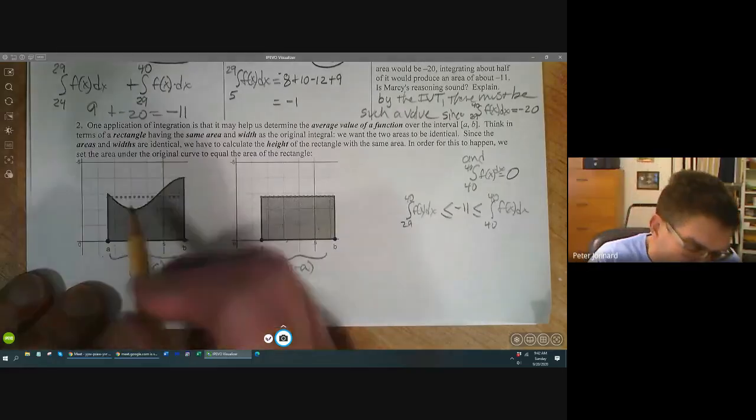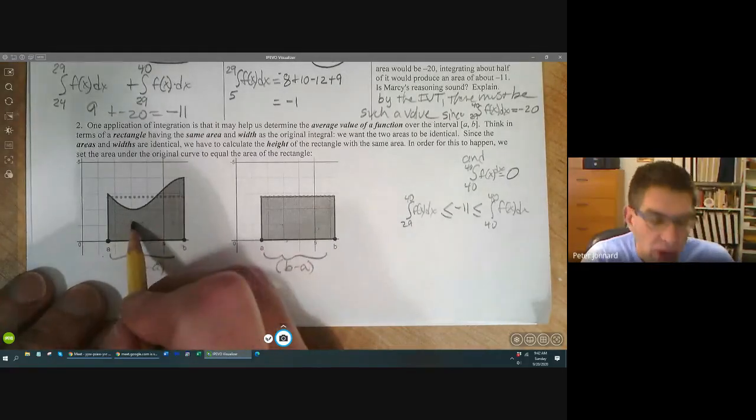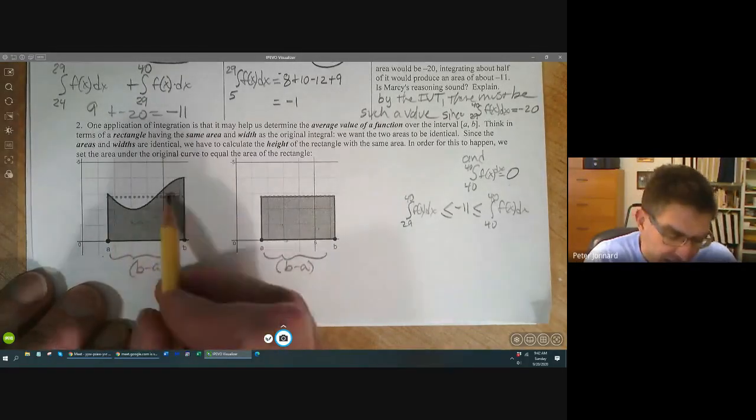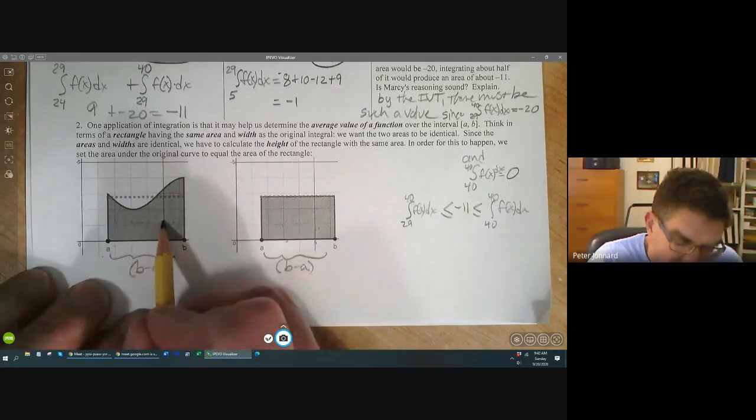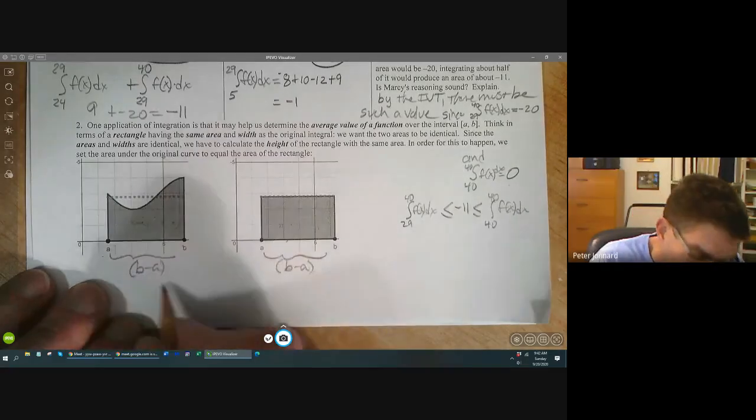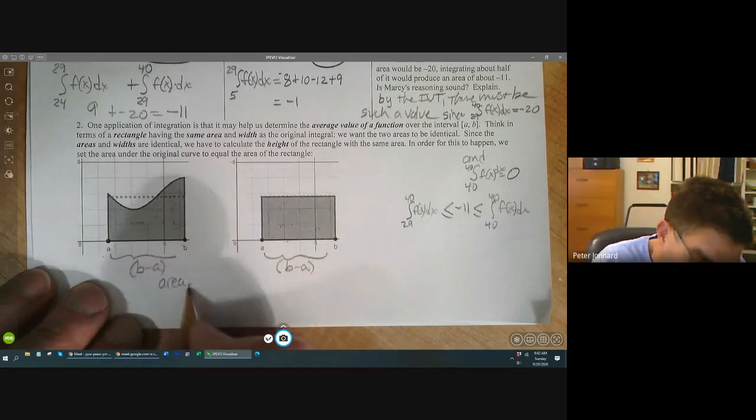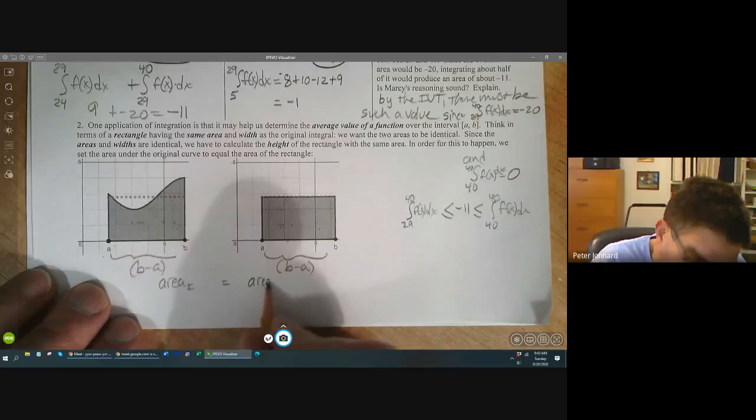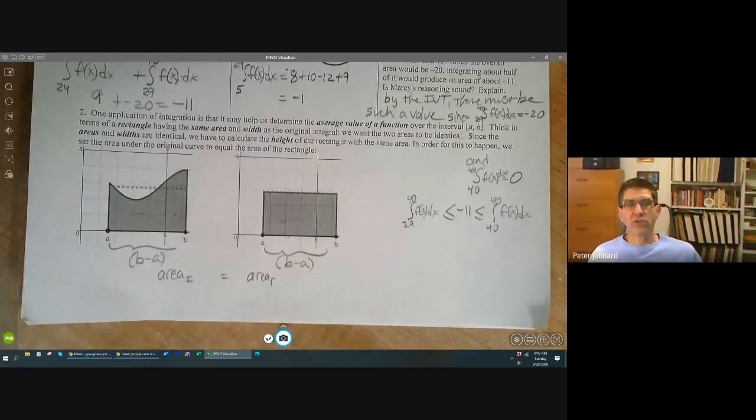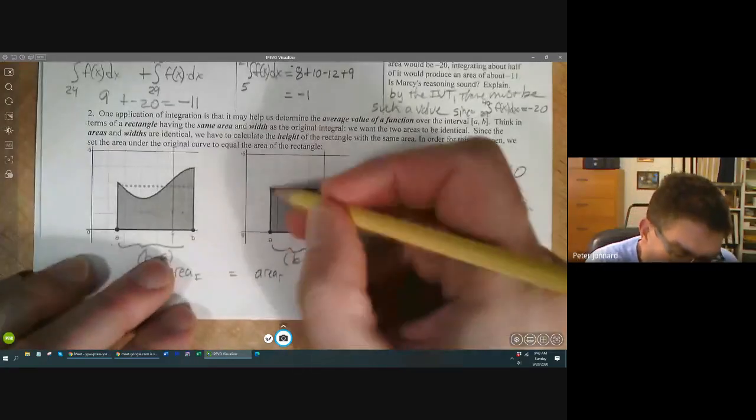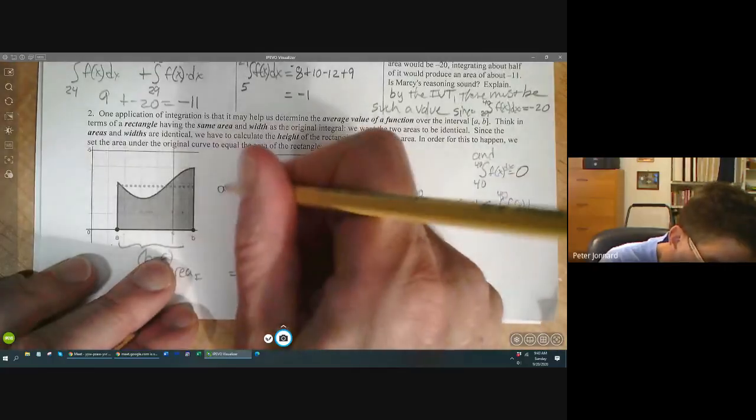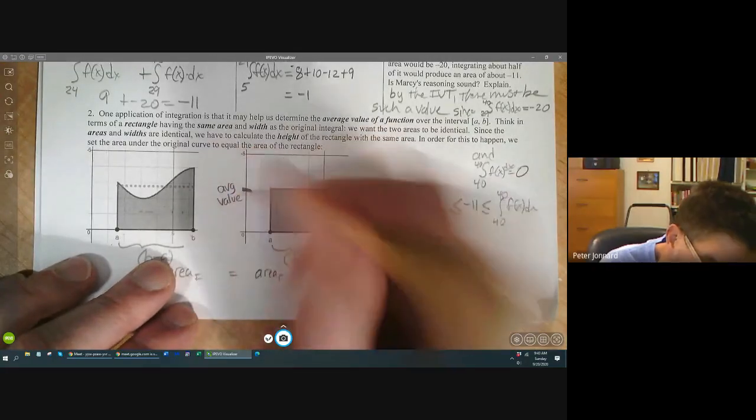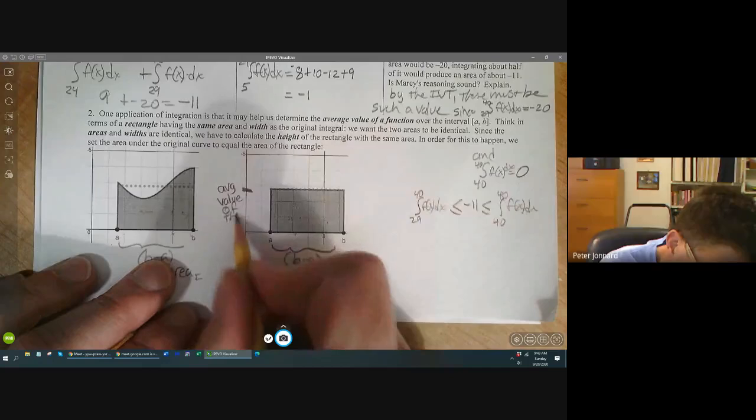So this integral here represents that gray area there. If we integrate this, we have this area here. And I want this area to equal that area. I want the area of the integral to equal the area of the rectangle. That's all I'm trying to do, set those two things equal. Well, what do I call the height of this rectangle? That height right there is exactly the average value of the function.